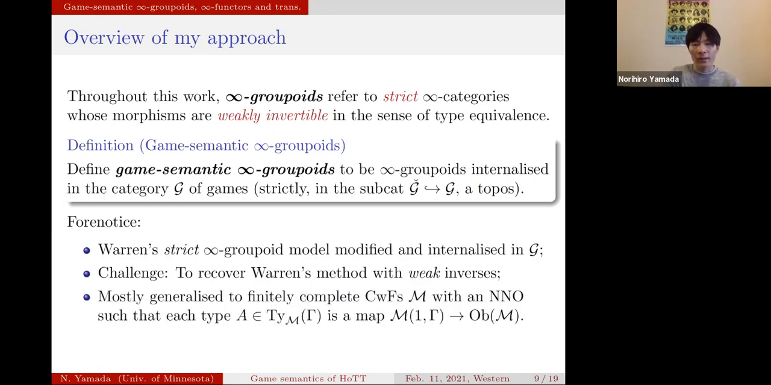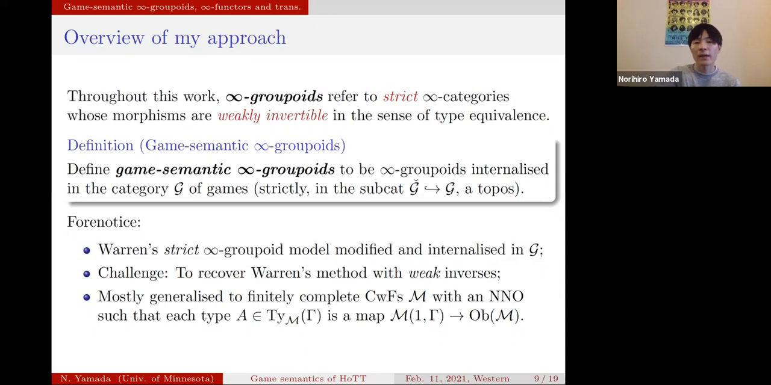And finally, my approach can be generalized to finitely complete categories with families, say M, with a natural number object, such that each semantic type A in a context gamma is a map from the set of global elements to the set of objects. So in the rest of the talk, I will describe my method at this categorical level without going into much detail of game semantics.